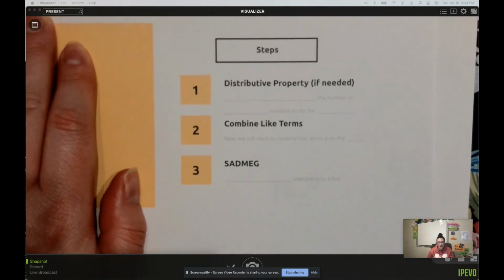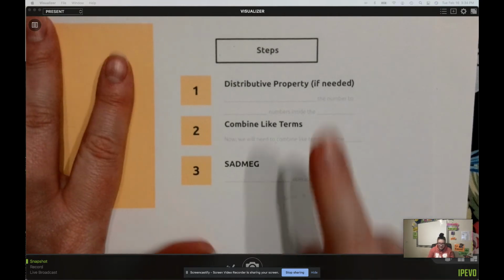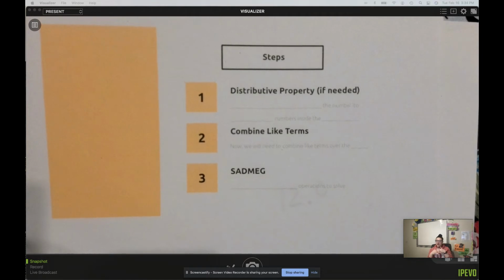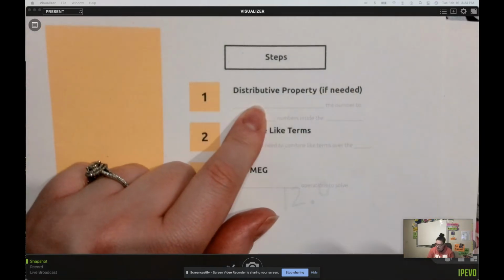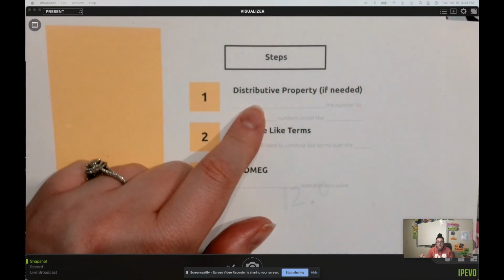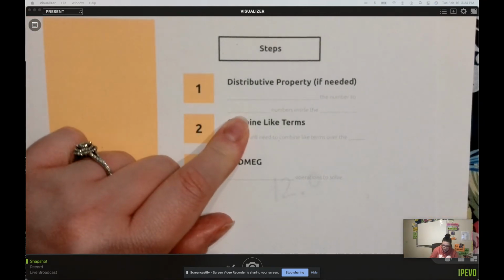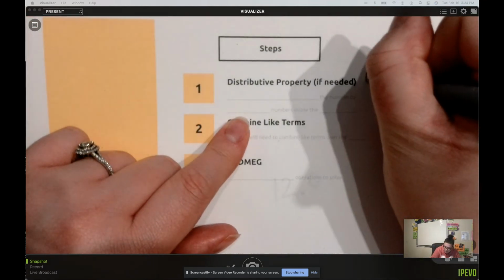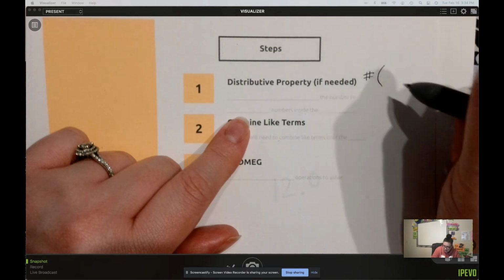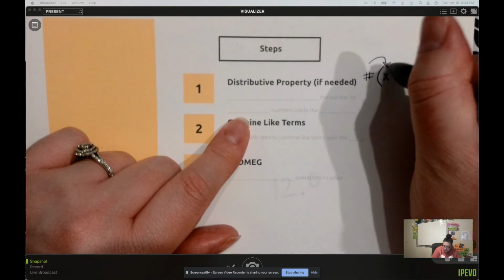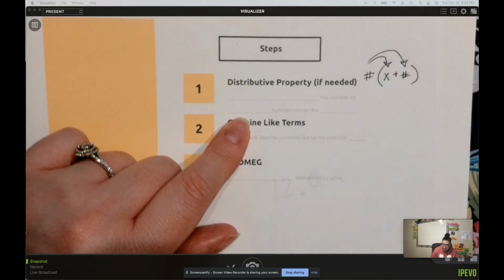Alrighty, thank you for that. So there's these same 3 steps. It used to be more, and we've kind of combined them, we've condensed them, made them a little more straightforward. The first thing that we need to do is use that distributive property if we need to. The distributive property, remember, that's where we have some number on the outside times the numbers on the inside of the parentheses.